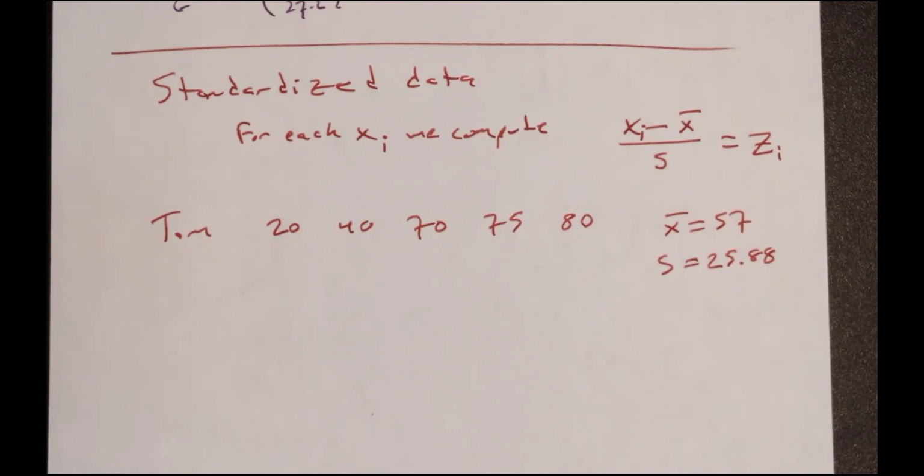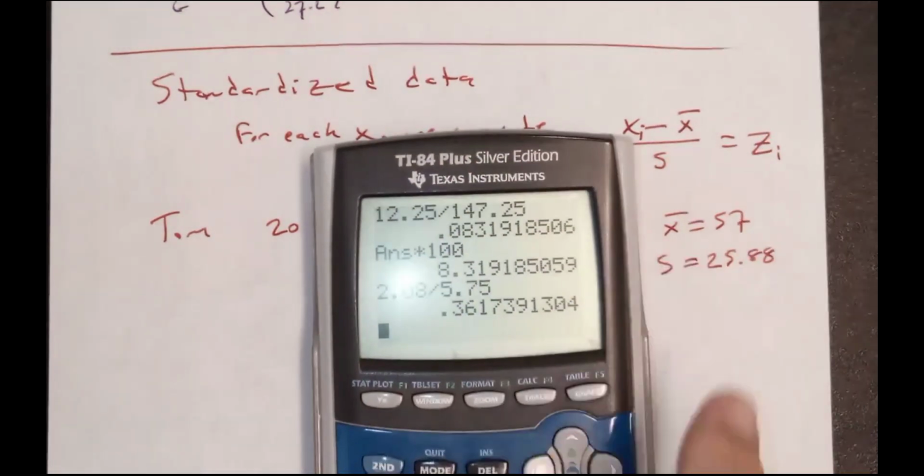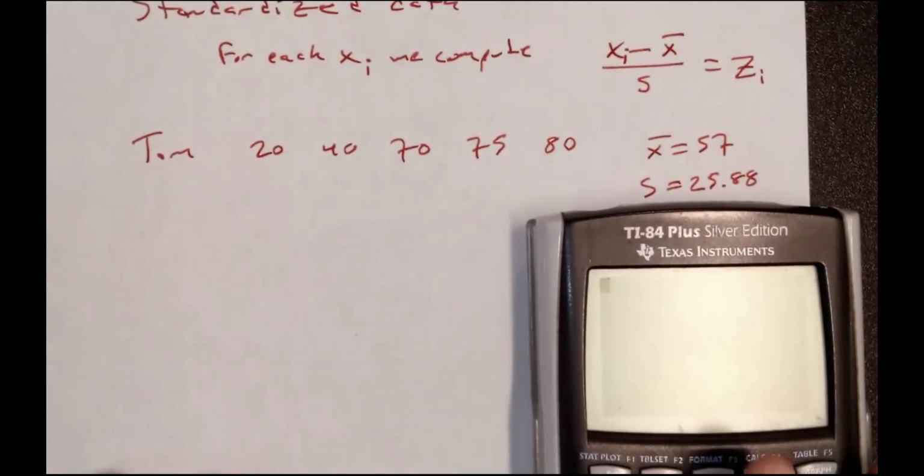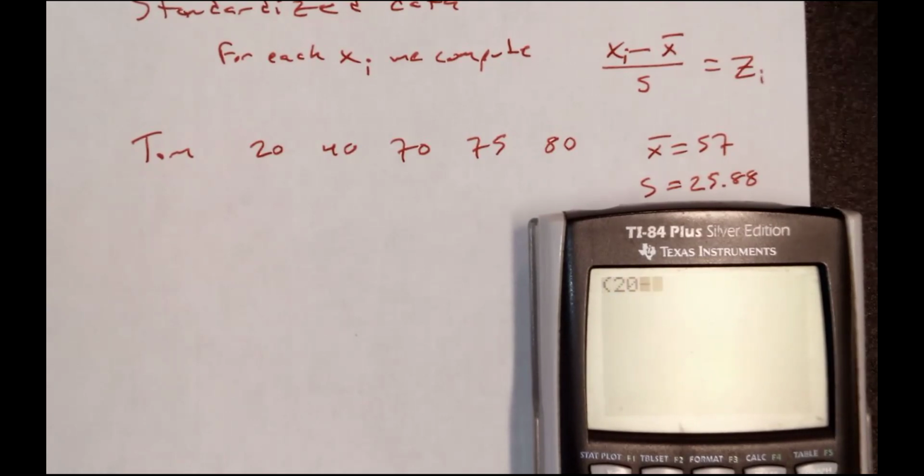Now, I can do that on here fairly quickly, one at a time. I can also do it with the list. But let me do this one at a time to start with. Clear that. I need those two numbers to be visible. 20, parentheses, 20 minus 57 divided by 25.88. There's my first z-score, negative 1.43.